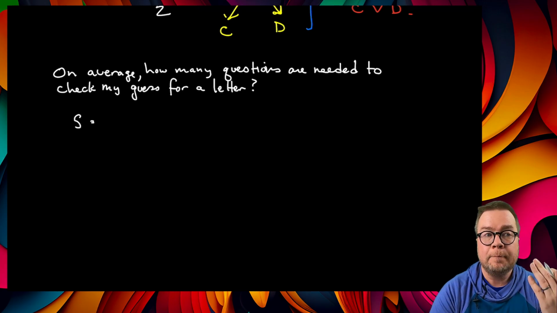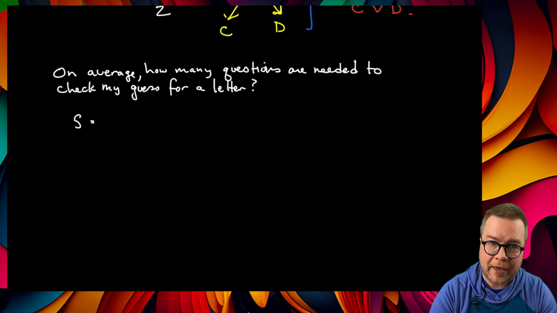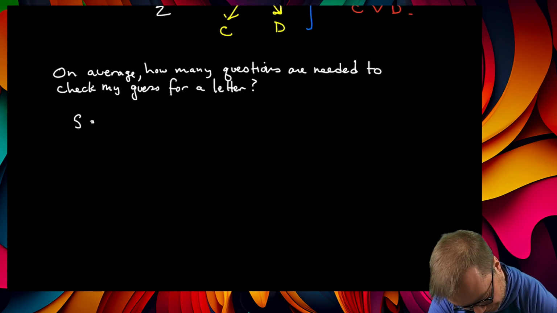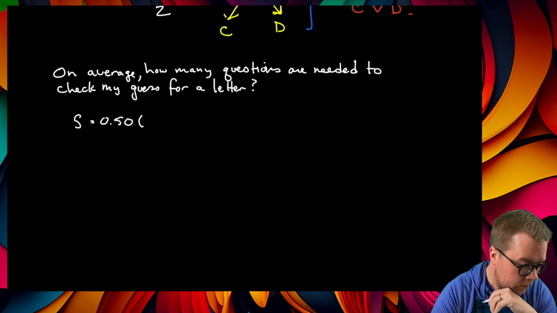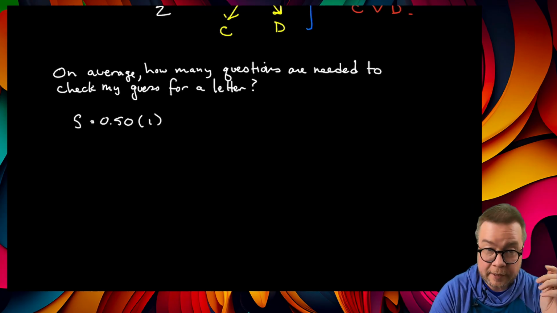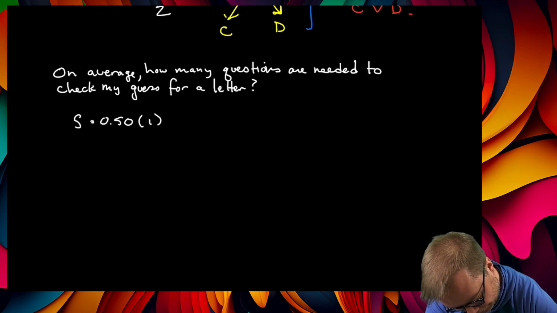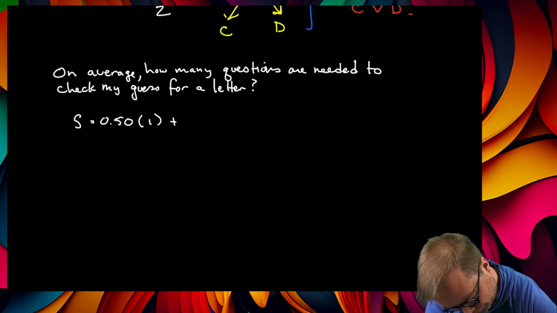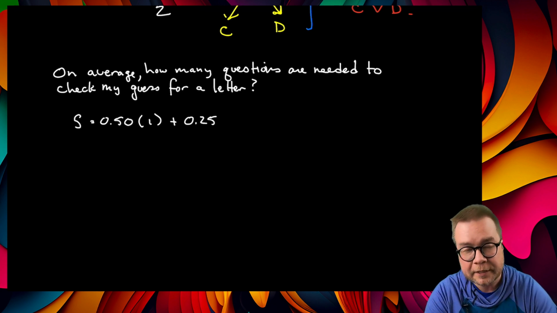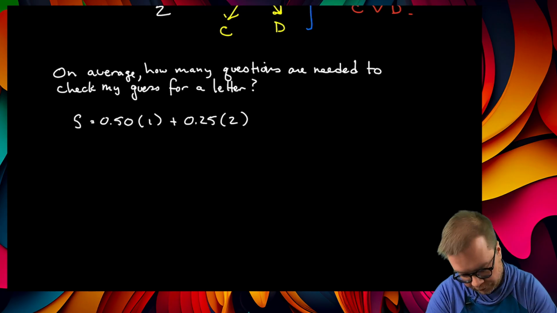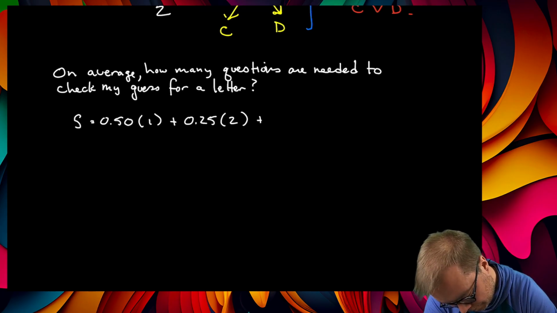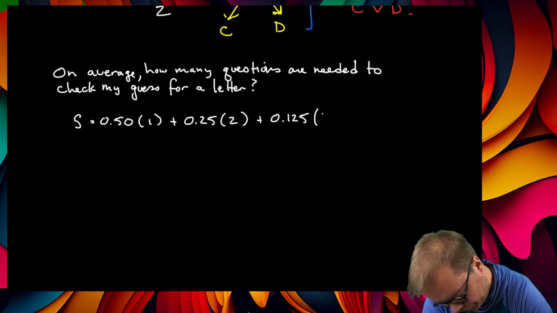Well, let's see. A occurs 50% of the time. The probability of A occurring is 50%. So 50% of the time, I only need to ask one question. Okay? But 25% of the time, that letter is going to be B. And so that means that 25% of the time, I'm going to ask 2 questions to figure out what my letter is. And then 12.5% of the time, my letter is going to be C or D, and I'm going to have to ask 3 questions to determine whether or not that's true.